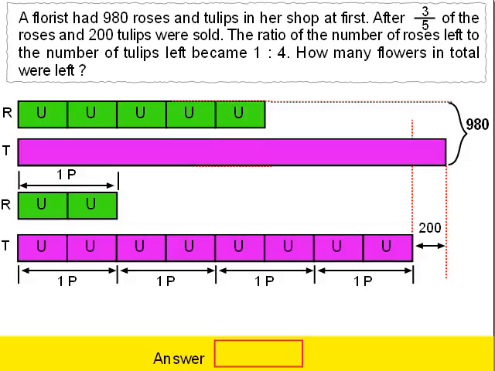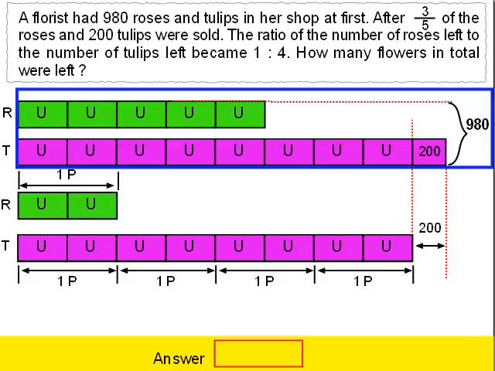Now, the question says how many flowers in total were left? We know from the model there were total 1, 2, 3, 4, 5, 6, 7, 8, 9, 10, 10 units of flowers left. So by comparing the models here, the model of tulips before and after, we can put in the information. So before we had altogether 1, 2, 3, 4, 5, 6, 7, 8 units plus the 200 that was sold. Got it?